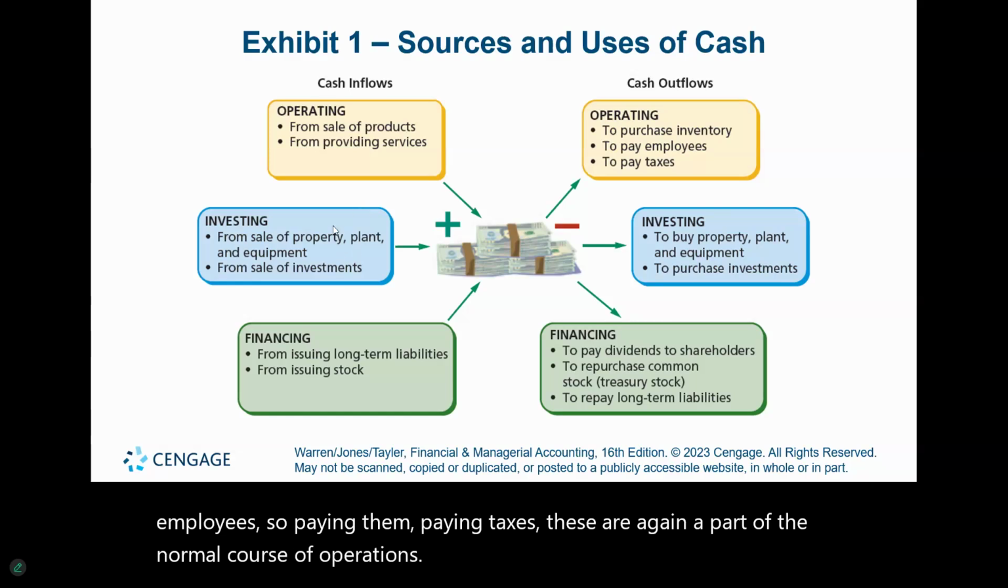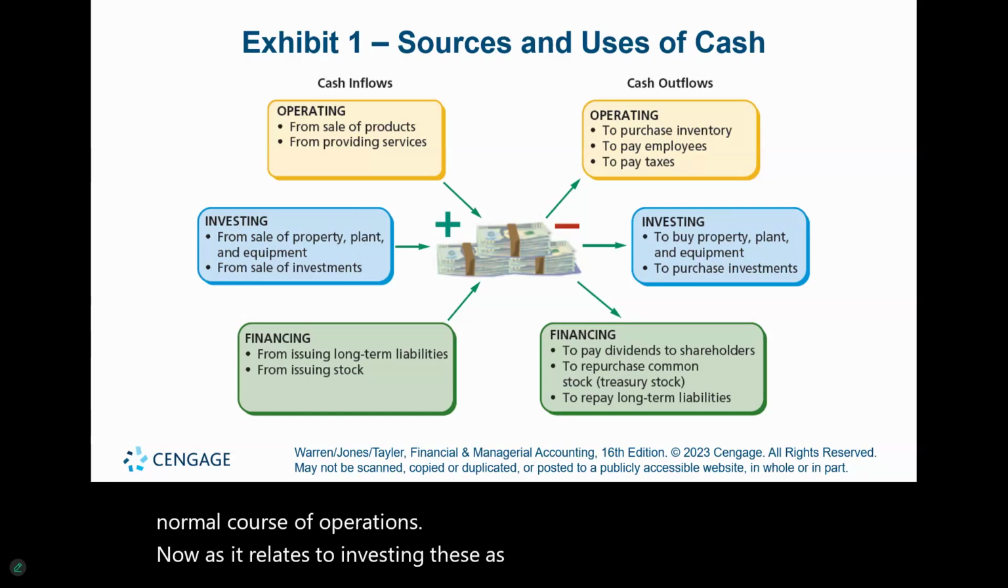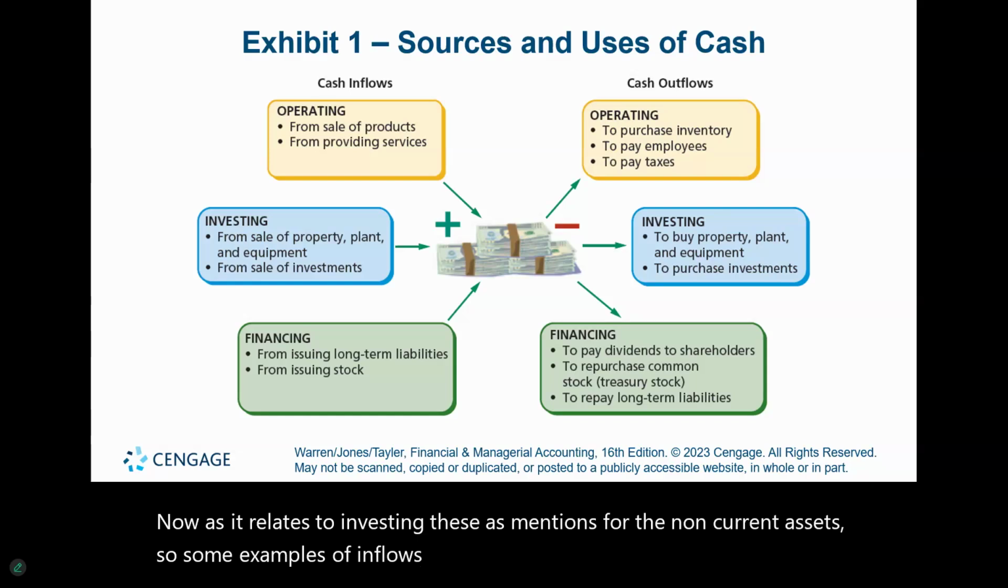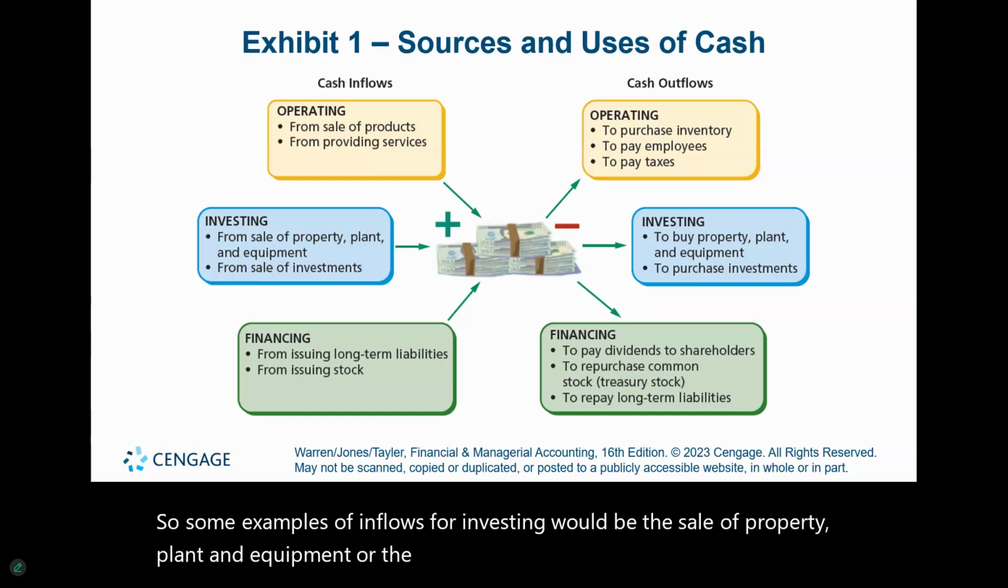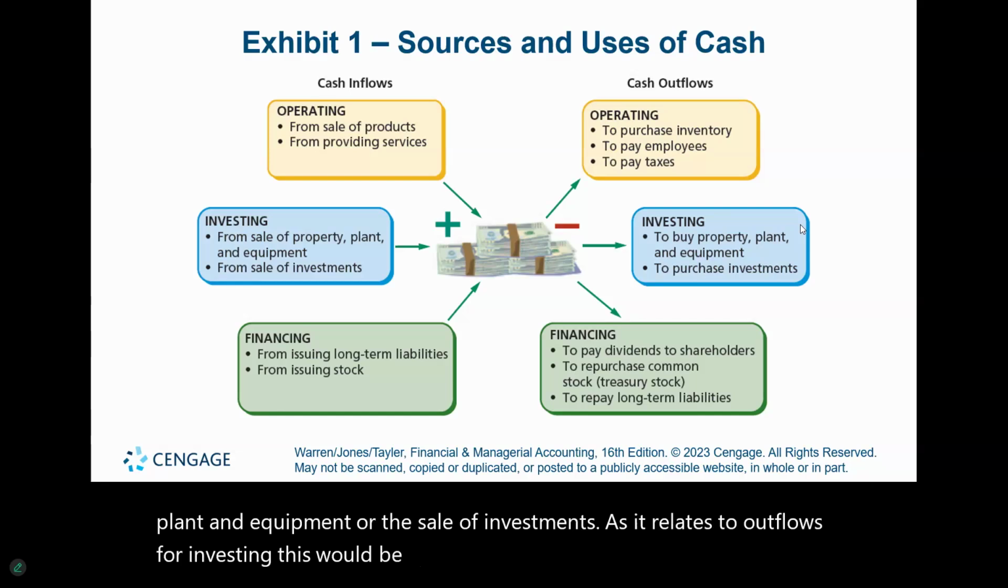Now, as it relates to investing, these, as mentioned, is for the non-current assets. So some examples of inflows for investing would be the sale of property, plant, and equipment, or the sale of investments. As it relates to outflows for investing, this would be the purchasing of property, plant, equipment, and purchasing investments.